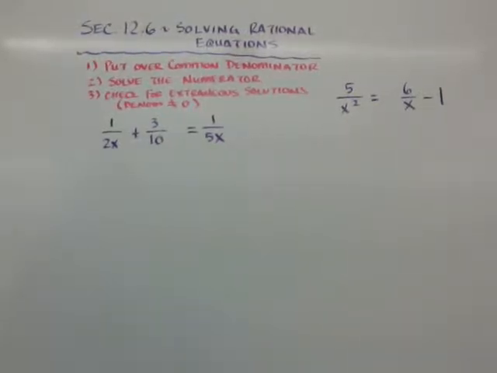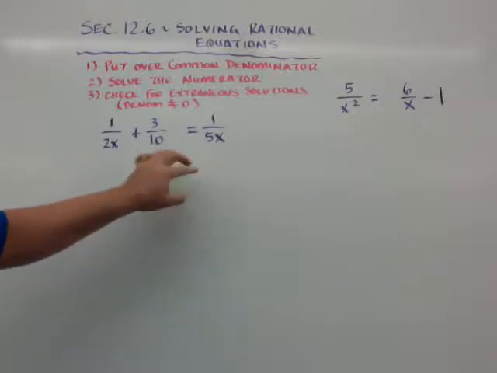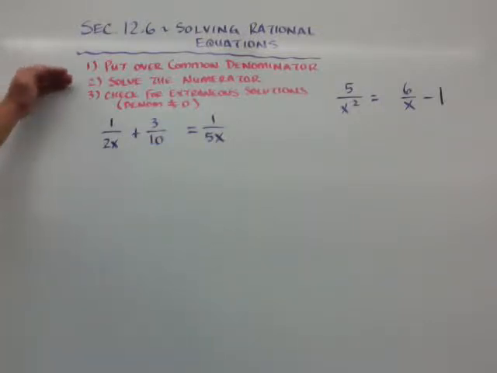Hi guys, this is section 12.6, which is solving rational equations. There's three things you need to do. Put each term over a common denominator. Then you can drop off the denominator and just solve the numerator.